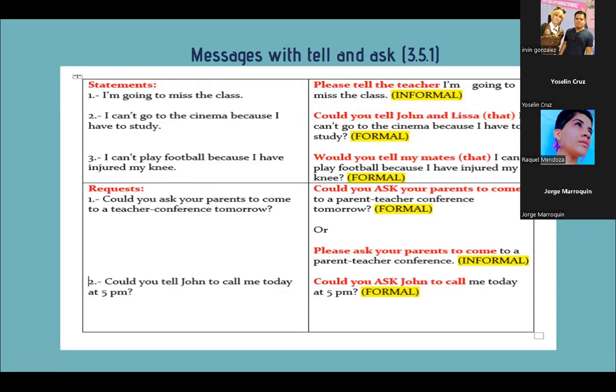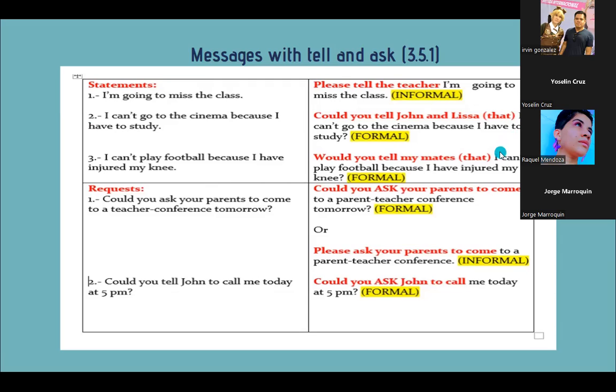I can't play football because I have injured my knee. The message. Could you tell my mates that I can't play football because I have injured my knee? Very good. Thank you, Irving.